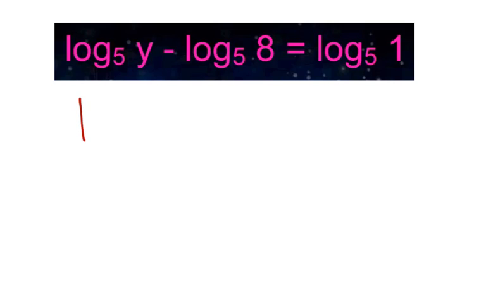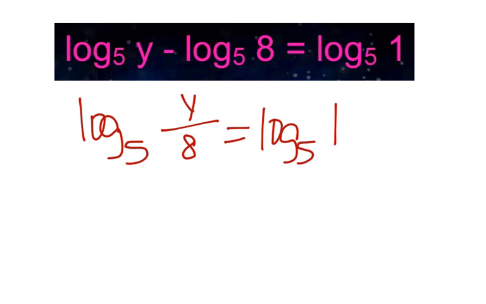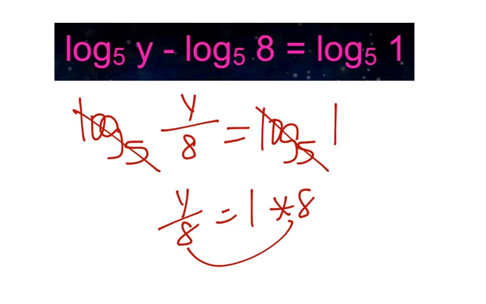Subtraction becomes a fraction. So log base 5 of y over 8 equals log base 5 of 1. Your logs cancel. Y over 8 equals 1. So you take this over here and you multiply by 8. Y equals 8.